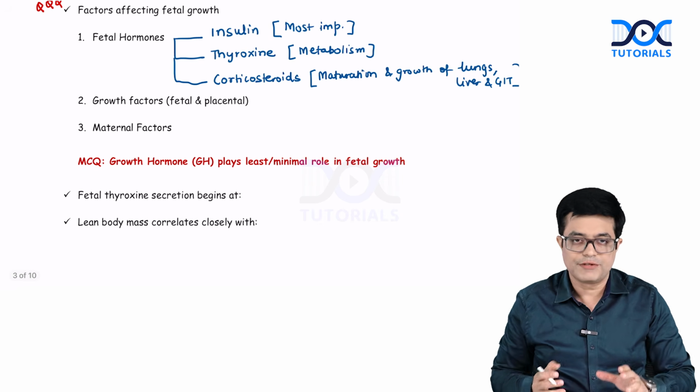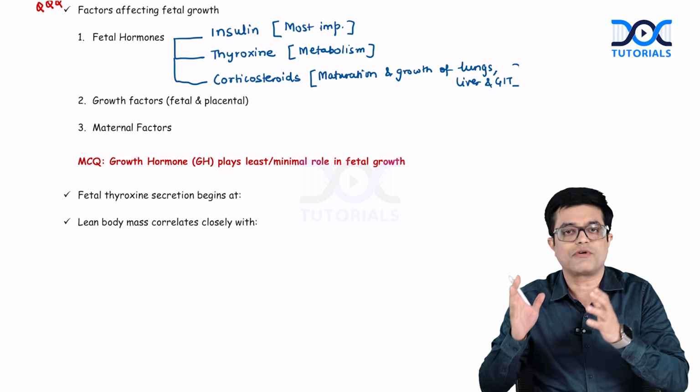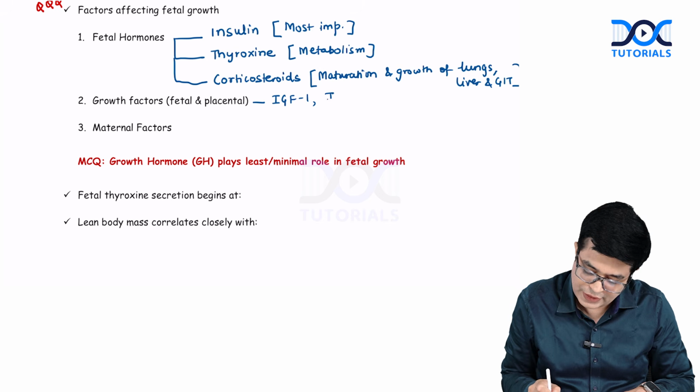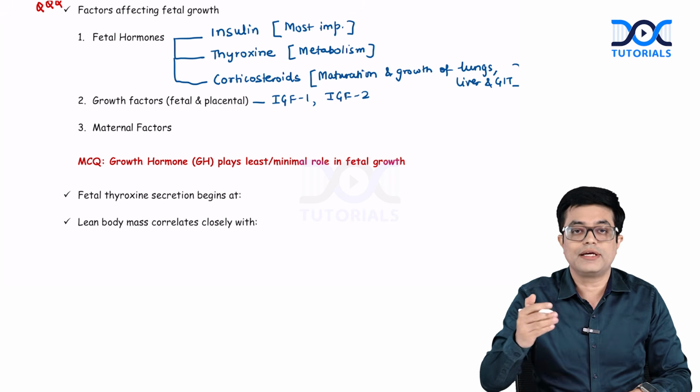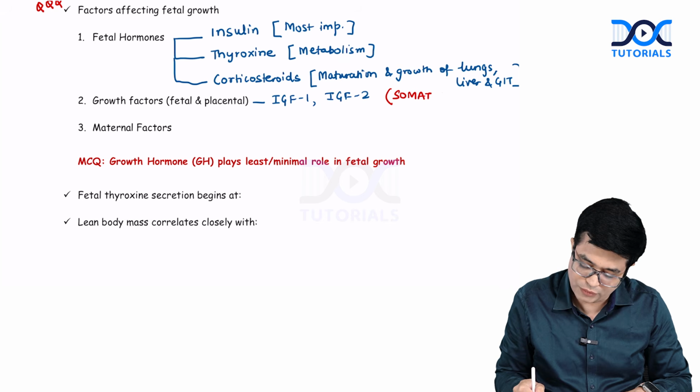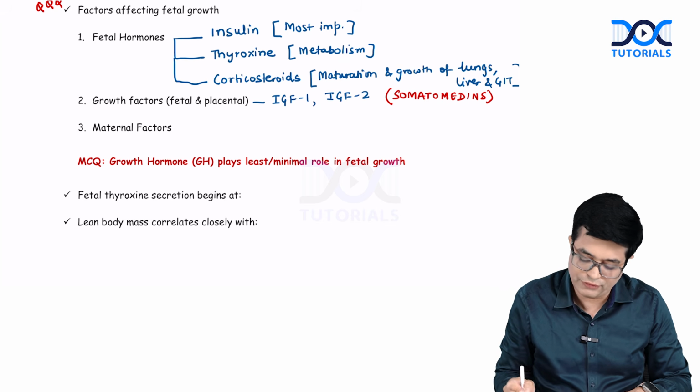Okay. Now, secondly, it is dependent upon growth factors. There are growth factors which are produced in the fetus as well as from the placenta. And these growth factors are IGF-1 and IGF-2. IGF stands for insulin-like growth factor 1, insulin-like growth factor 2. They are both also called as somatomedins. Somatomedins are also involved in producing fetal growth.